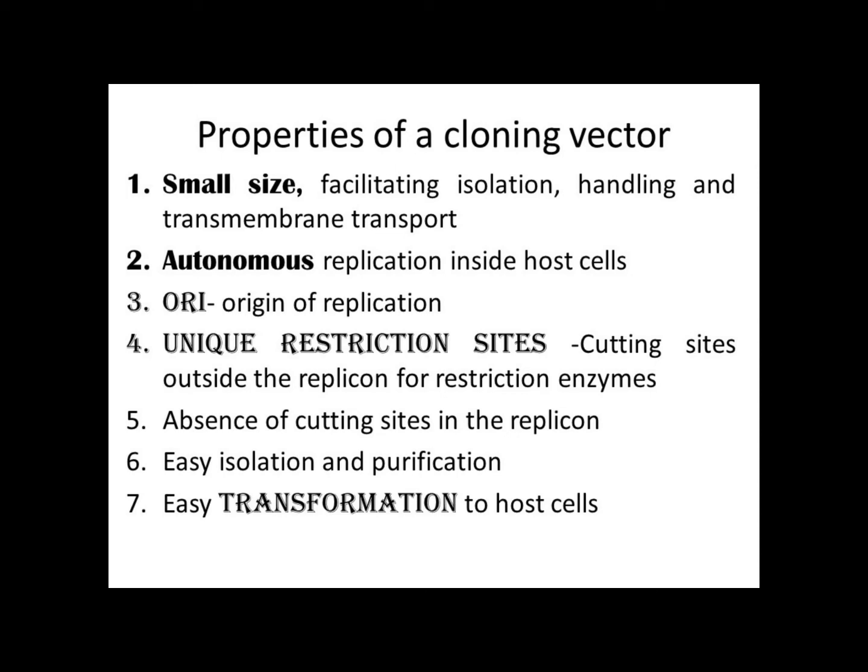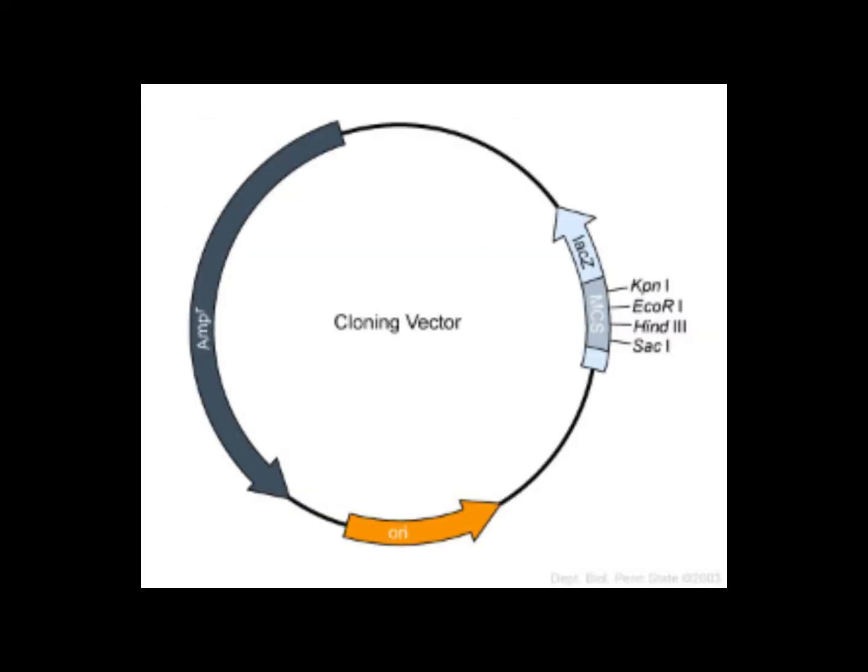And the fifth property is the absence of cutting sites in the replicon. What is a replicon? A replicon is that region present in the vector that contains the ORI. So there should be no cutting site for restriction enzymes in the replicon, because it will be cut and maybe the sequence of the ORI will be interrupted.